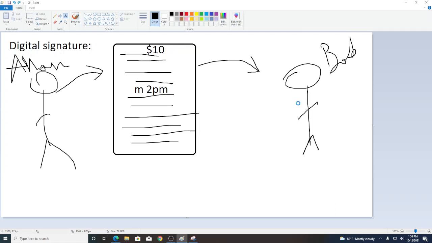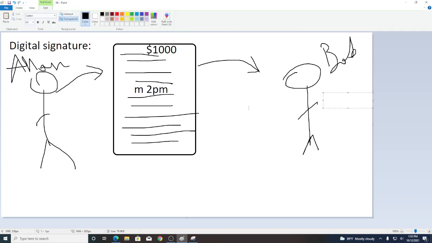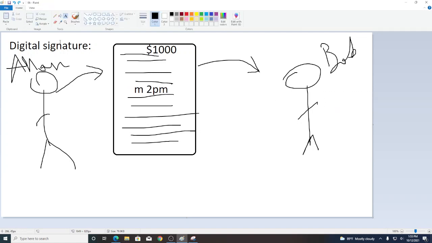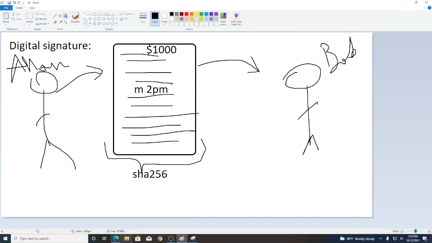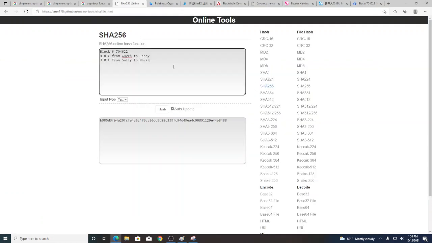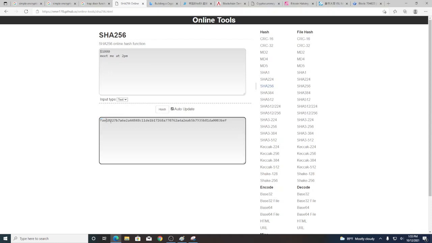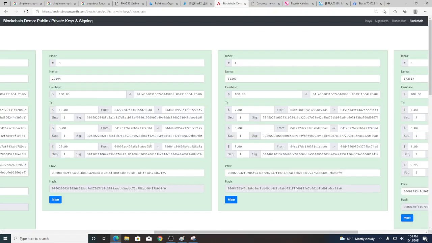and this is how they work. Okay, so let's go back to the original information. In addition to the digital document, what I would do as well is hash this. So let's say a SHA-256 hash. So let's say $1,000, meet me at 2 p.m. Here's the hash, FAE 1022, and the rest I'm not going to write, it's too long, so let's just put it there.